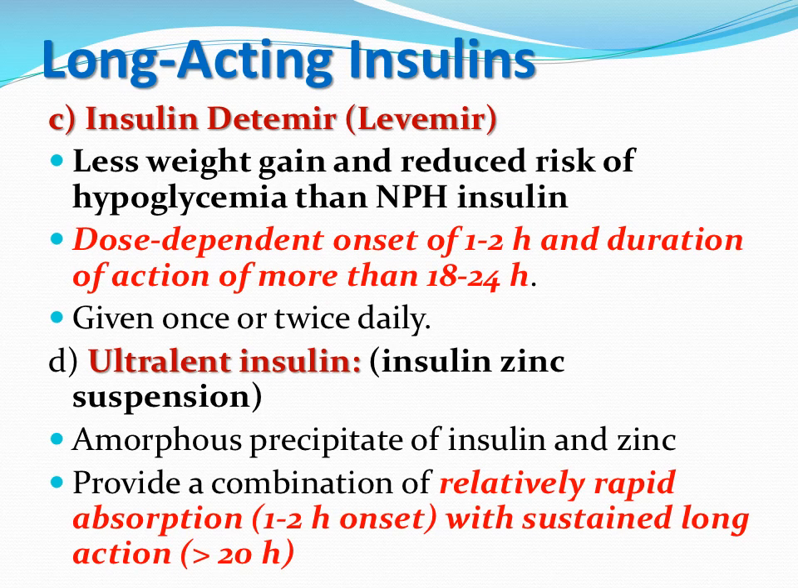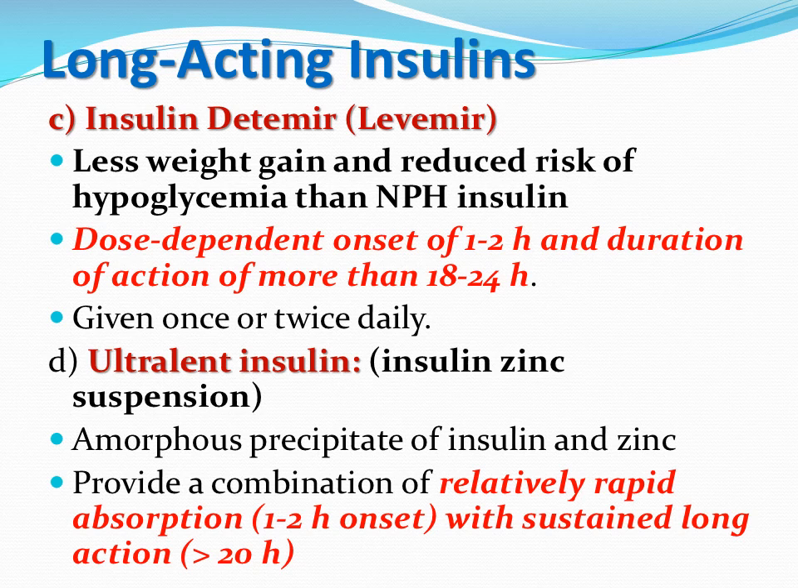The third type of long-acting insulin is insulin detemir, known commercially as Levemir. This type of insulin is characterized by less weight gain and reduced risk of hypoglycemia than NPH intermediate insulin. It has a dose-dependent onset of about 1 to 2 hours and duration of action of more than 18 to 24 hours, given once or twice daily.